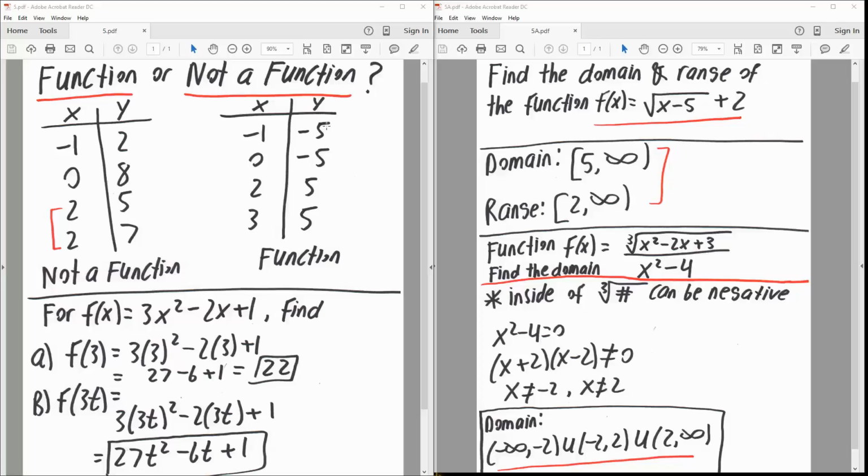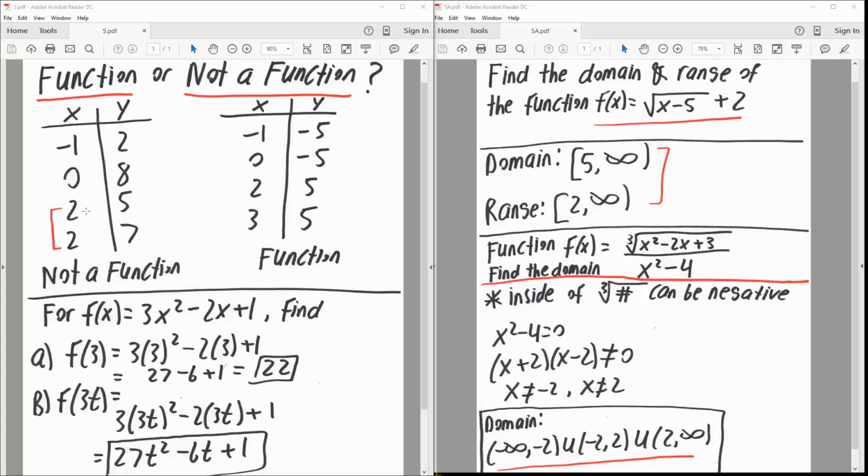Okay, in this video, we will do an introduction to functions. So we have x and we have y. We have x is -1, 0, 2, 2, and our y is 2, 8, 5, 7. And in this one, we have x is -1, and our y would be -5, 0, -5, 2, 5, 3, 5. And we want to say, is this a function or not a function?